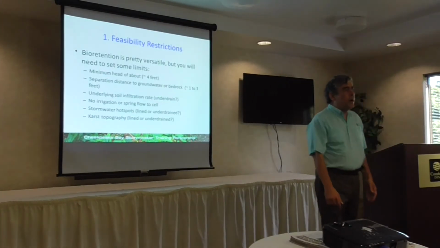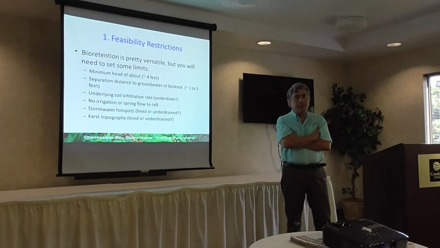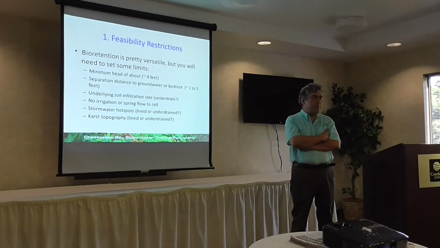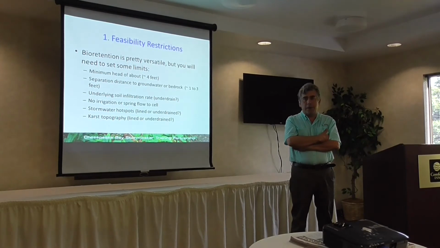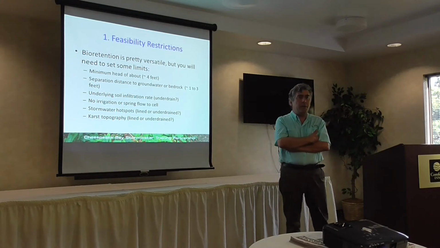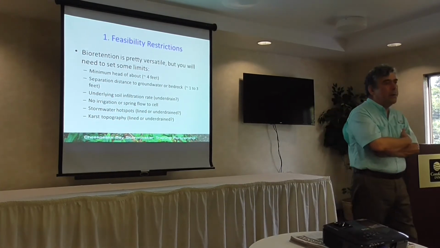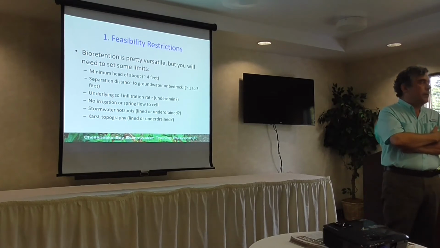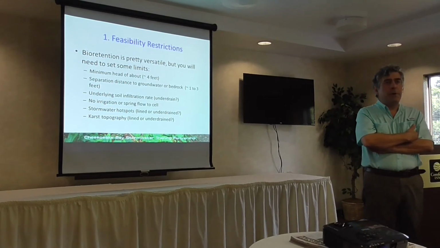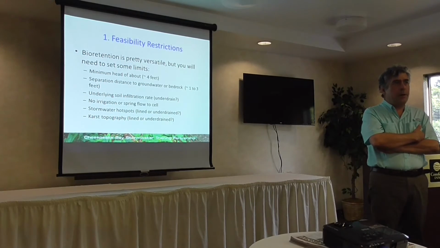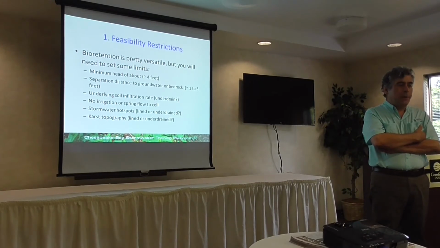Okay, so what are the bioretention killers, in terms of feasibility? Well, they aren't so useful, at least if you have underdrains, if you have an extremely flat site. You need a certain amount of head to allow gravity to drive water through the system in the filter medium. So if you have an underdrain, you're counting on about 4 feet of head.